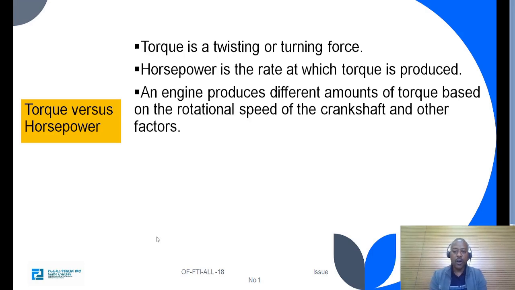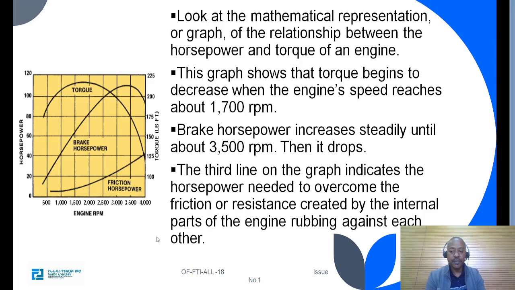Torque versus horsepower. Torque is a twisting or turning force. Horsepower is the rate at which torque is produced. An engine produces different amounts of torque based on the rotational speed of the crankshaft and other factors.